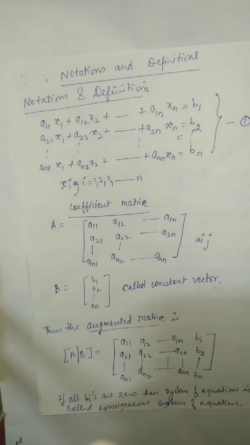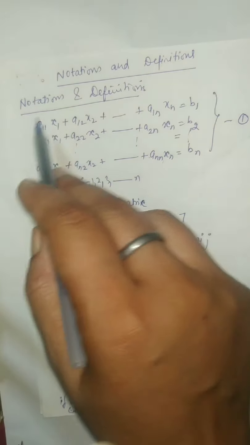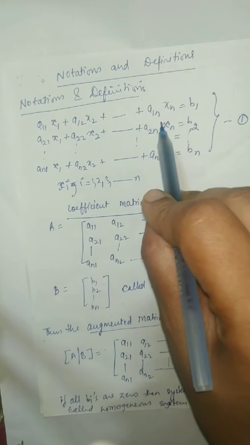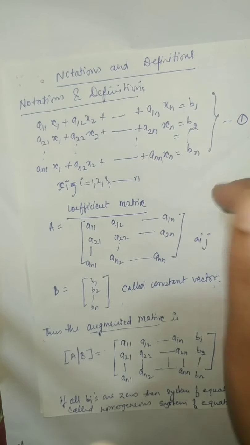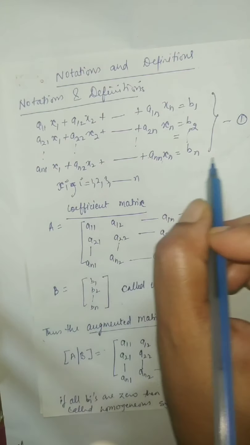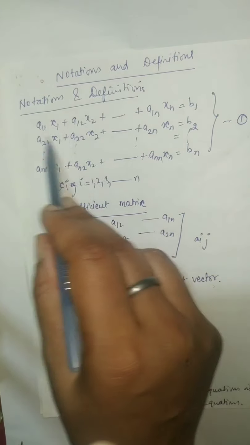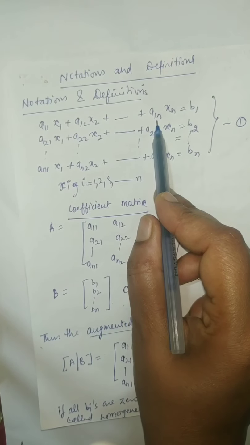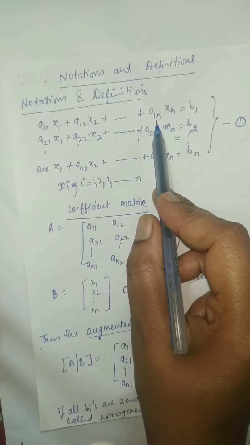Next we study the existence of solution. By solution of the system we mean the determination of a set of values x1, x2 up to xn which satisfies each of these equations. That is, if the values x1, x2, xn satisfy all the equations simultaneously, then the set x1, x2, xn constitutes a solution of the system. For a particular system of n equations, there may be a single solution or no solution or infinitely many solutions.